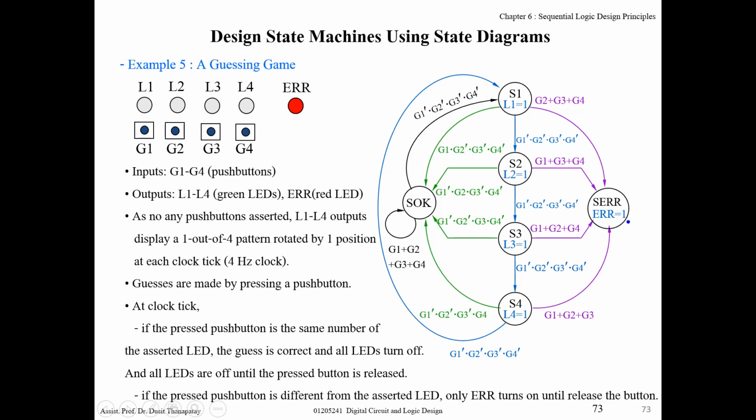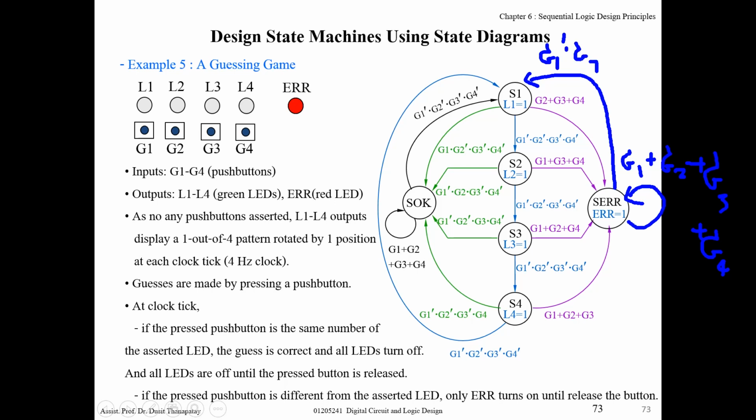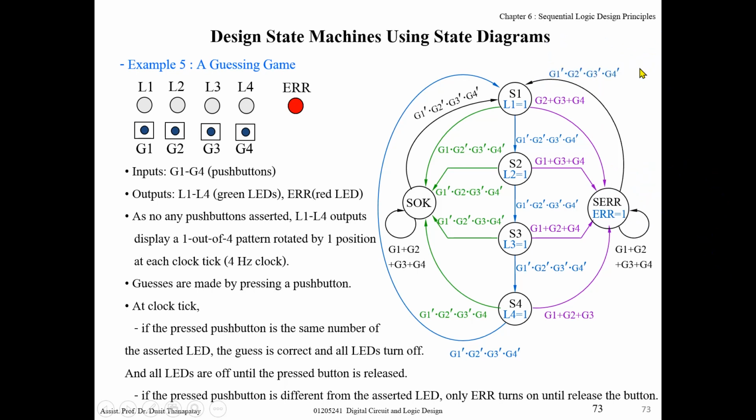And if the player keeps pressing some input continuously, it should stay at this state, namely when G1 is active or G2 or G3 or G4, stay here until no input is active. So when G1 prime, G2 prime, G3 prime, and G4 prime. So now you can complete the state diagram.